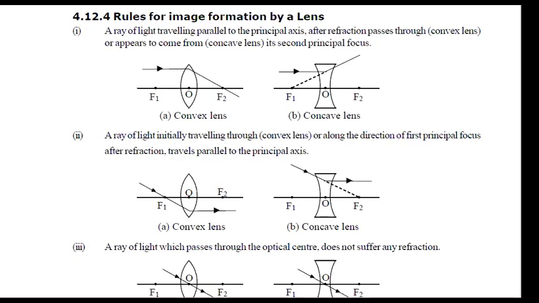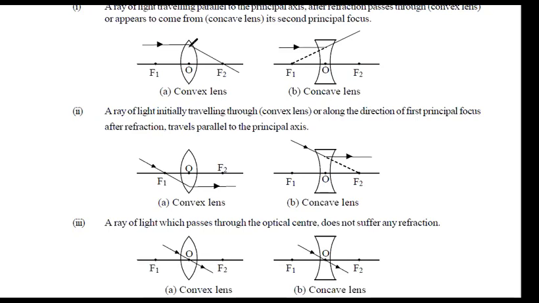Now think about it. Why will this bend? If you think about this, can I say that there will be refraction, yes or no? So the assumption that we make over here is that the thickness of this lens is very small. Thickness is less. So this is the assumption that we make, okay?